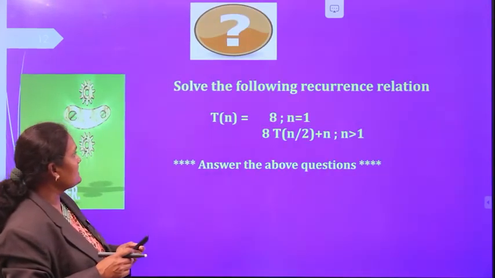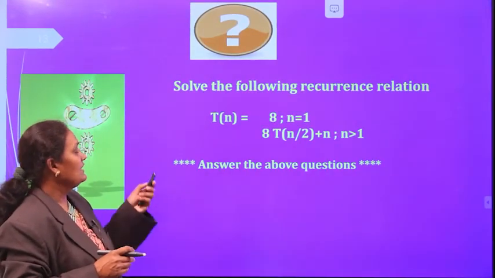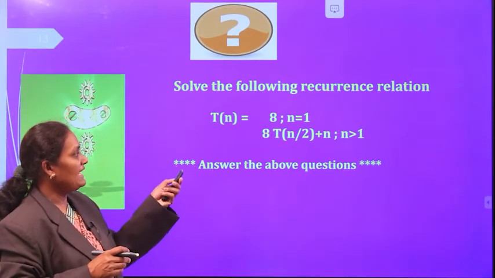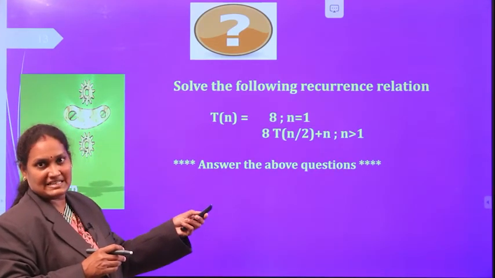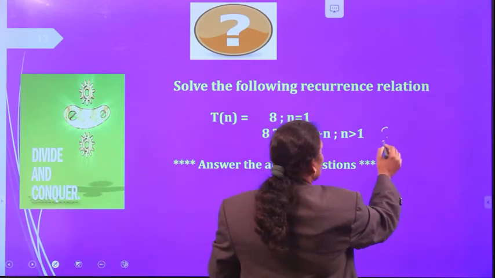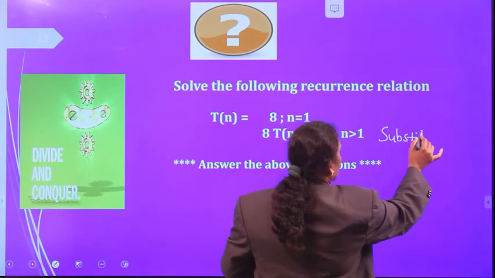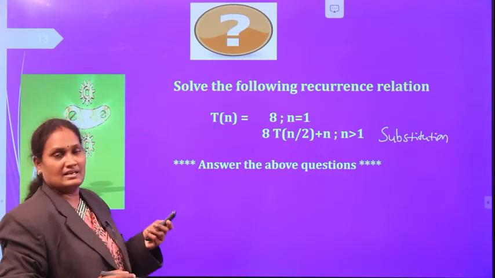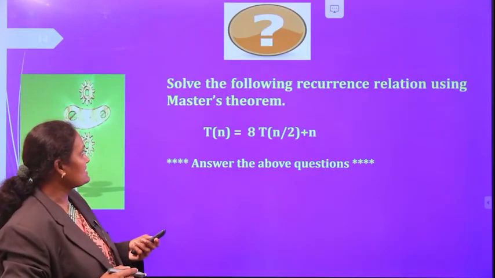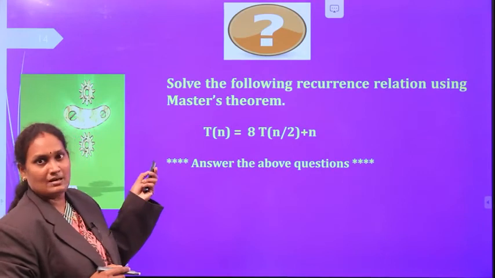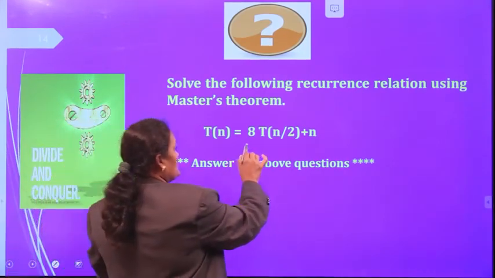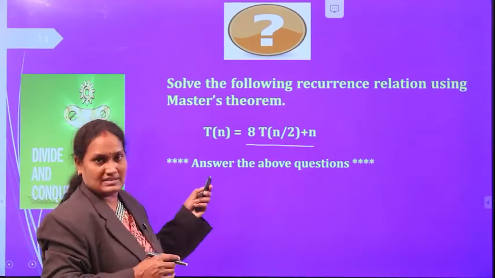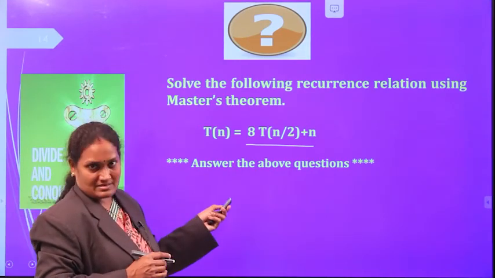The next question is, solve the following recurrence relation. T of n is equal to 8 when n is equal to 1, and T of n is equal to 8 T of n by 2 plus n when n is greater than 1. Here, use the substitution method to solve this recurrence relation. The next question is, solve the following recurrence relation using Master's theorem. Here is the same recurrence relation, T of n is equal to 8 T of n by 2 plus n. Solve this recurrence relation by Master's theorem.